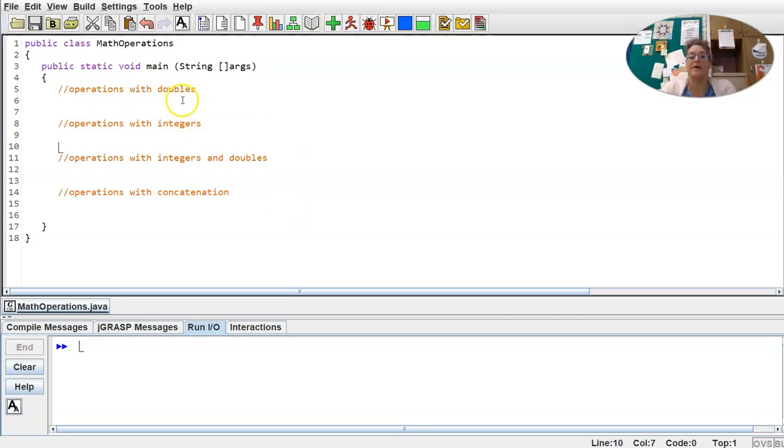Hey, welcome back. In this lesson, we're going to look at math operations: add, subtract, multiply, divide, and modulo. And we're going to look at how those different math operations behave with different data types in Java. So let's start with an output.